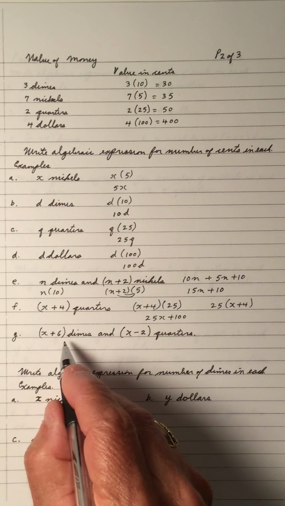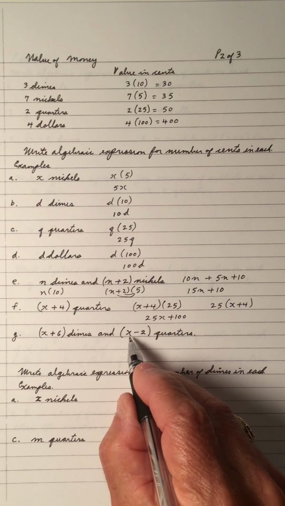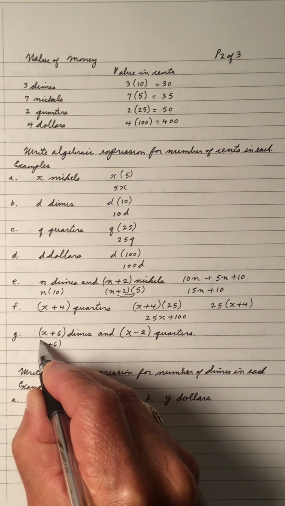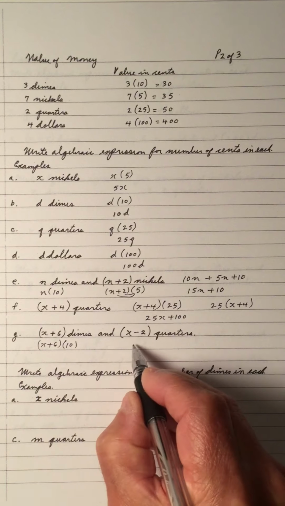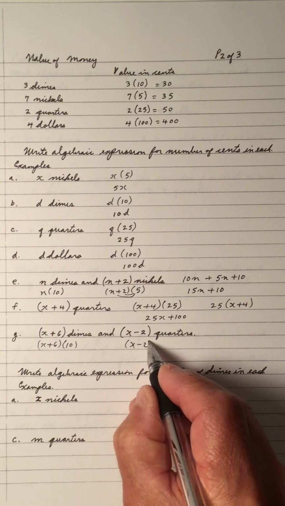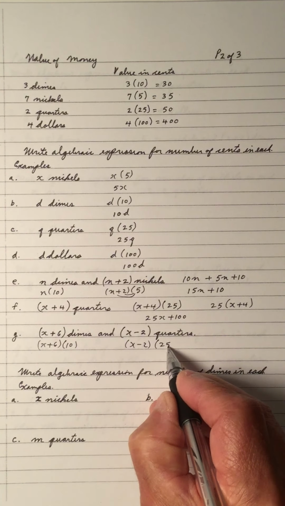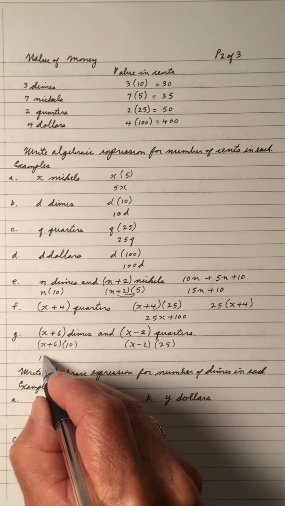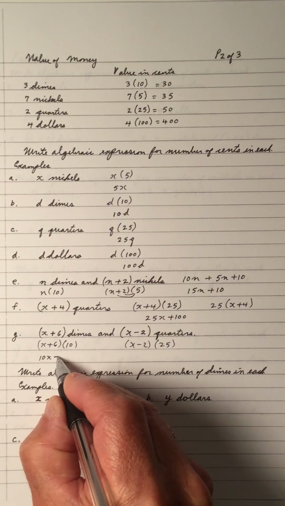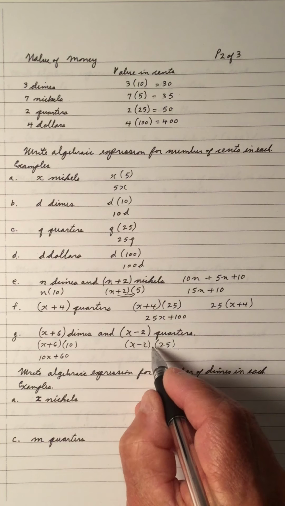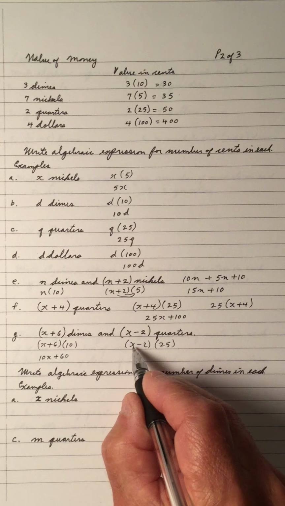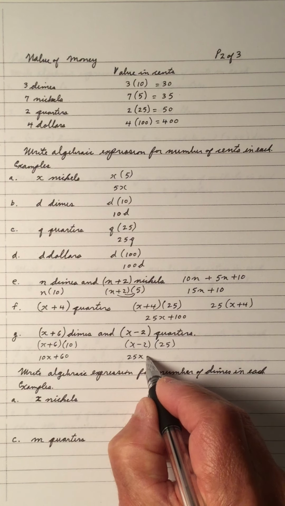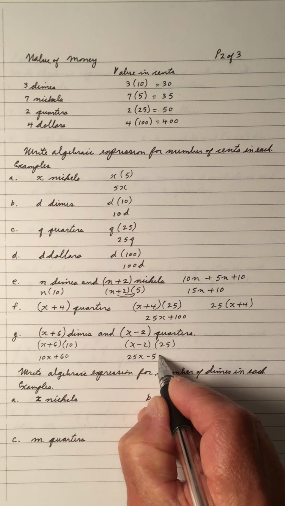G, we have X plus 6 dimes and X minus 2 quarters. A dime has 10 cents, and these are the number of quarters, and each quarter contains 25. So that gives us 10 times X is 10X, 10 times 6 is 60. And multiply here, 25 times X is 25X, 25 times negative 2 is negative 50.